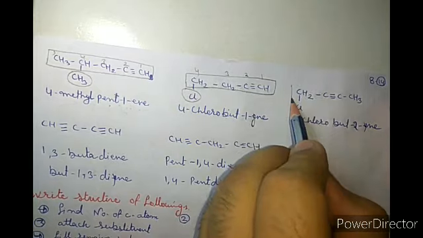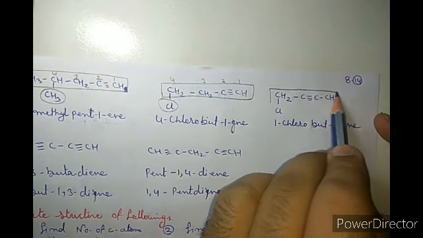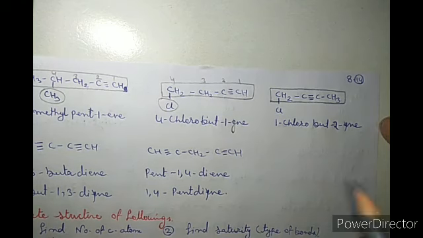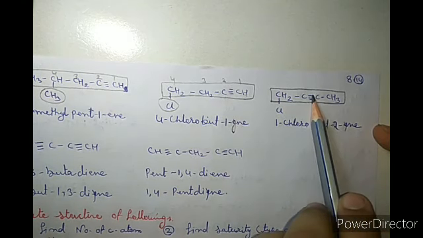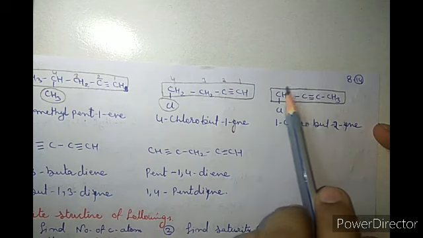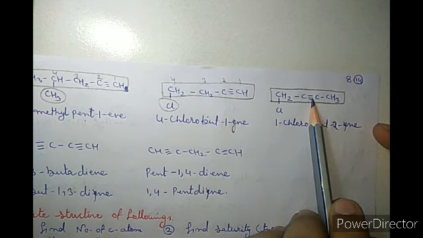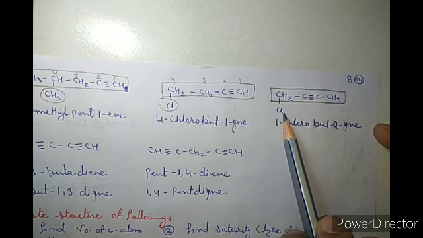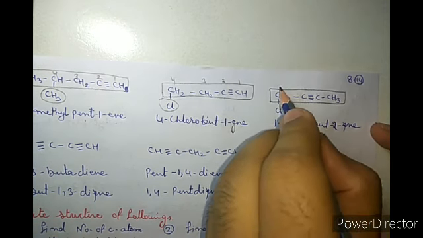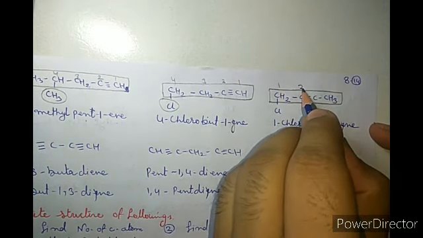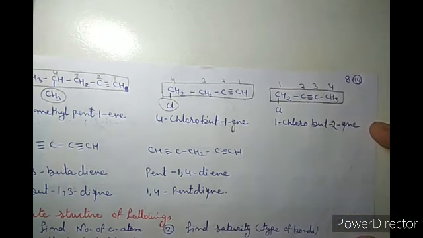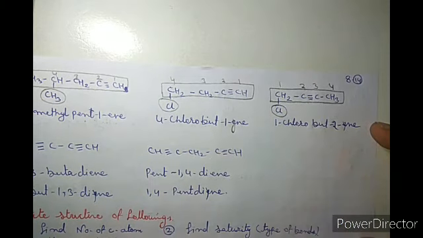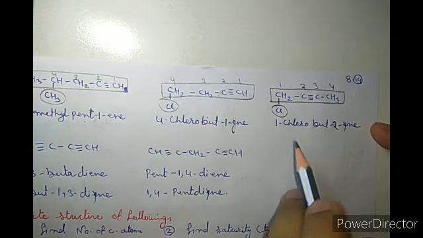Here this is our main chain. If we give the numbers 1, 2, 1, 2 from both sides, the triple bond is getting 2. So we will also try to give the minimum number to the substituent, and for that the numbering will start from that side: 1, 2, 3 and 4. Chlorine is present on the first number, so that is 1-chloro.